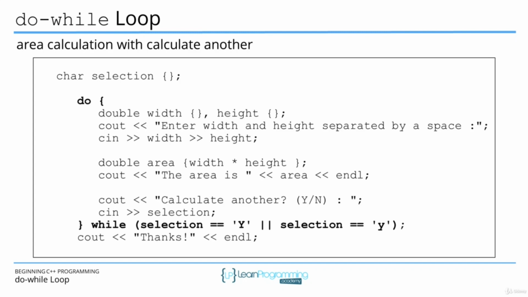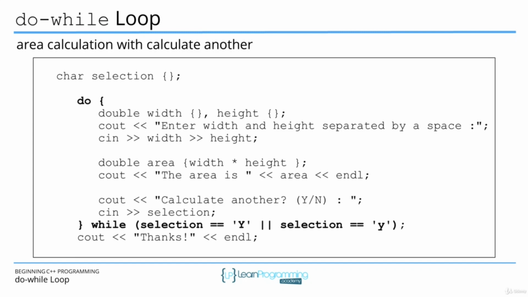We see we have two doubles, width and height, declared and initialized to 0. And we ask the user for these values and read them in from the keyboard. Then we're calculating the product of the width and the height and initializing another double named area with that result. We display the area to the user, and then we ask if they want to calculate another. Note that we have executed that first iteration of the loop unconditionally. That means we always execute this loop at least once. This makes sense in this case since I want to be able to calculate the area.